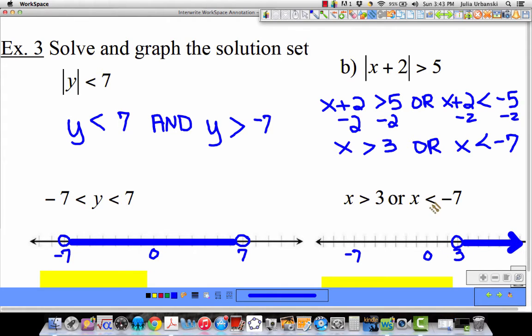And here it says less than negative 7. It's an empty circle. And it's less than, it's going to the left, and it's pointing to the left. So everything shows that it's going to go this way. So the or statement usually looks like this, where they're pointing away from each other.